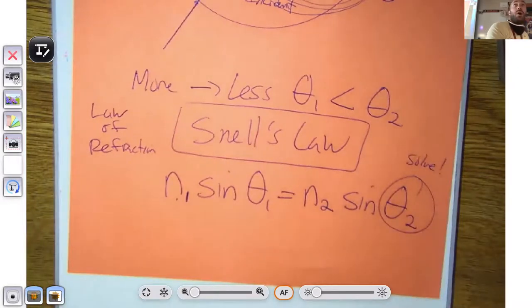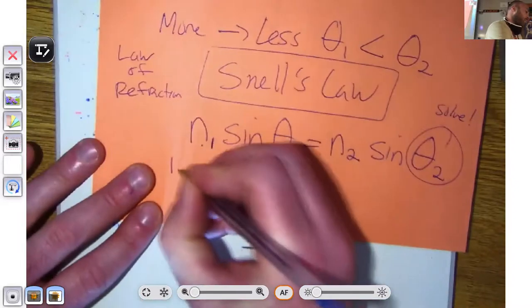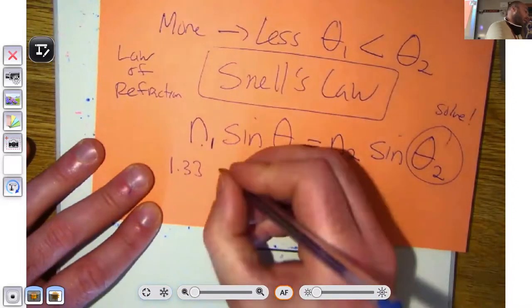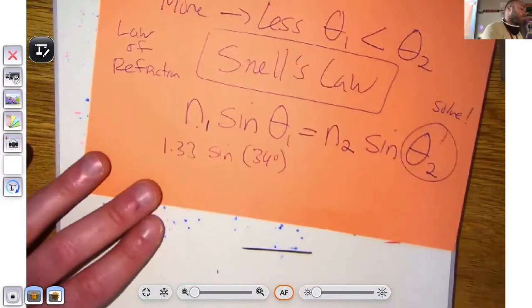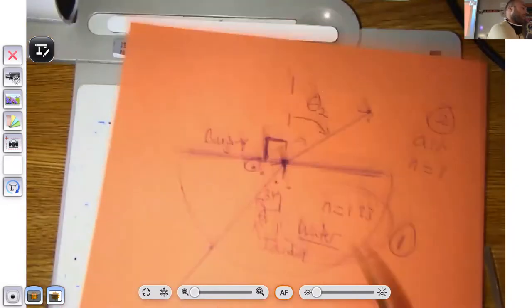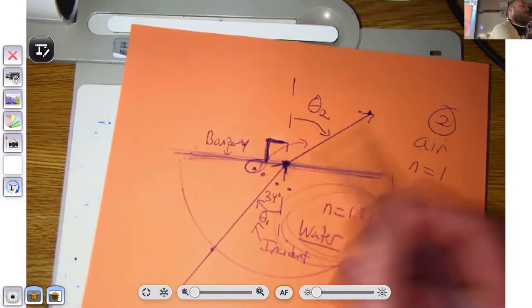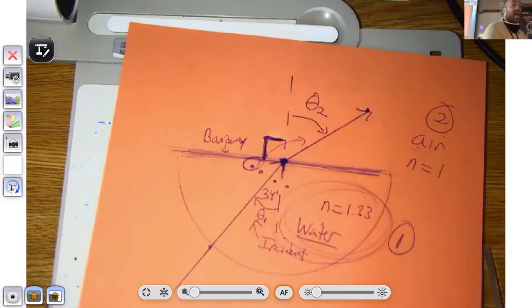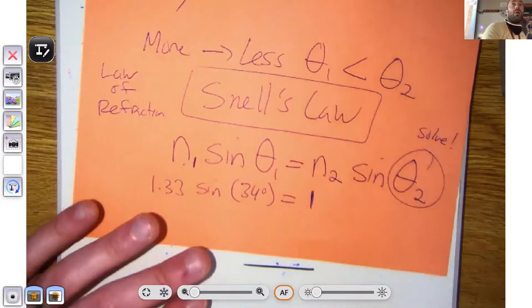Okay, we're going to go ahead and solve for theta two using Snell's law. So in this problem, N1, we're going to have 1.33 times the sine of 34 degrees is equal to N2. Well, this refracted, bent, changing direction light ray is now in air, and air has an index of refraction of 1.